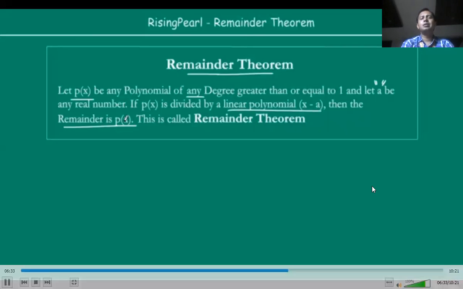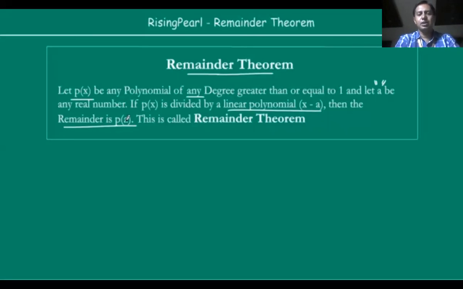So we'll consider it using an example. As per the remainder theorem, if you are dividing P(x) by G(x) = x minus a, we'll get the remainder as P(a). We can find the value of a by equating x minus a with 0, so x equals a.